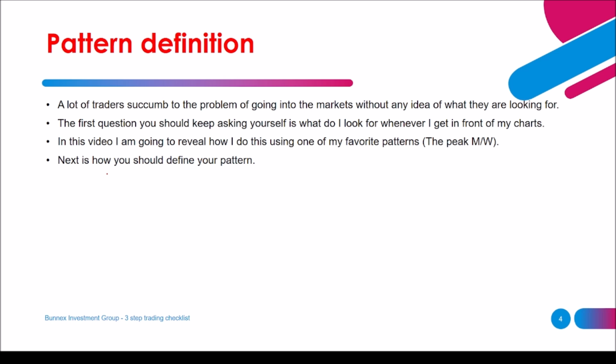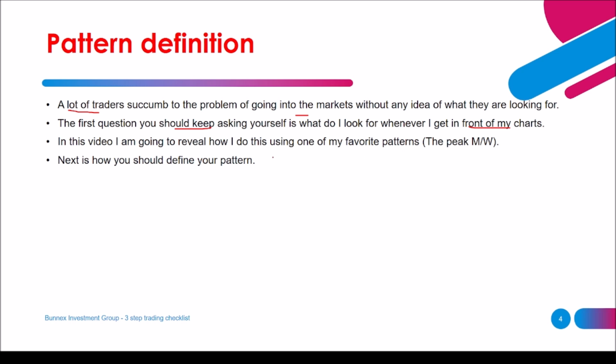So the first topic is pattern definition. A lot of traders succumb to the problem of going into the markets without any idea of what they are looking for. I've seen several traders coming to me confused about how to trade or what to do whenever they open their charts. So the first question you should keep asking yourself is, what do I look for whenever I get in front of my charts? If you open Euro against Dollar, what do you look for? If you open any pair or any tradable asset, what do you look for?